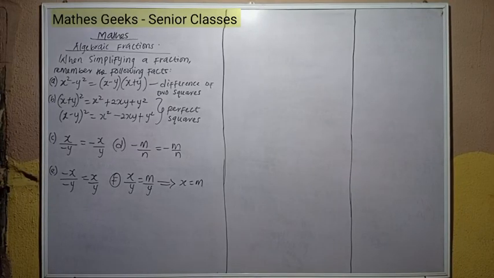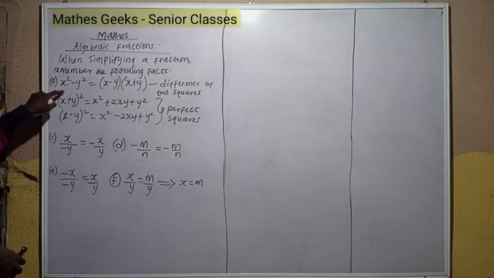Okay, we're going to look at algebraic fractions in this lesson. Now, to begin, we need to put these principles at the back of our mind because we'll be working with them. It says when simplifying a fraction, remember the following facts: x squared minus y squared. This is difference of two squares, and this is perfect squares.